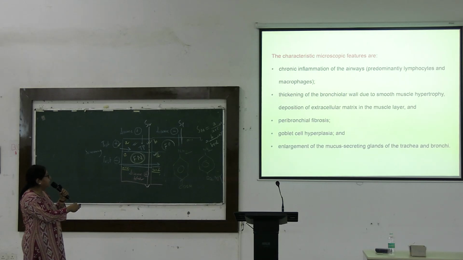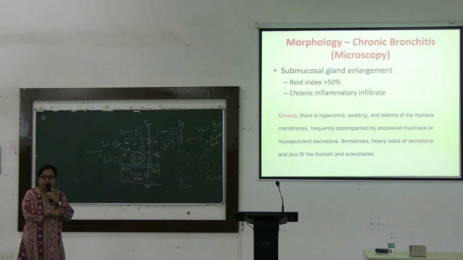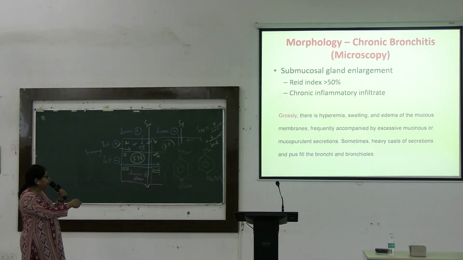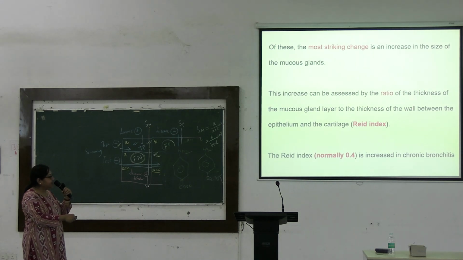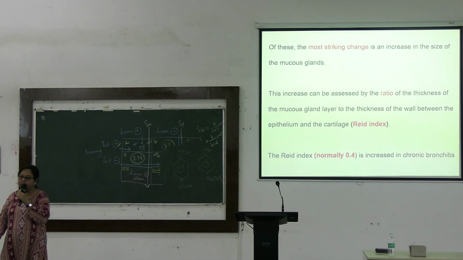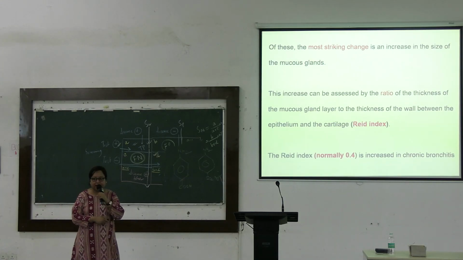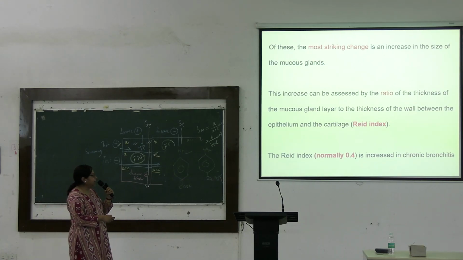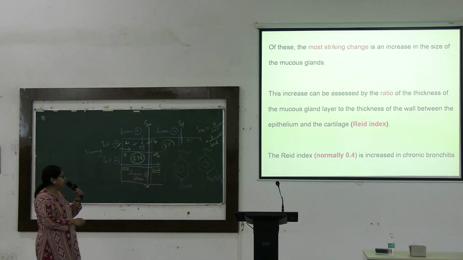So this is the Reid index. Reid index is more than 50%. I'll come to it soon. So what is Reid index? Reid index is a ratio. Index is always a ratio. So it is the ratio of thickness of mucous gland layer to thickness of wall between epithelium and cartilage. So this is the Reid index.